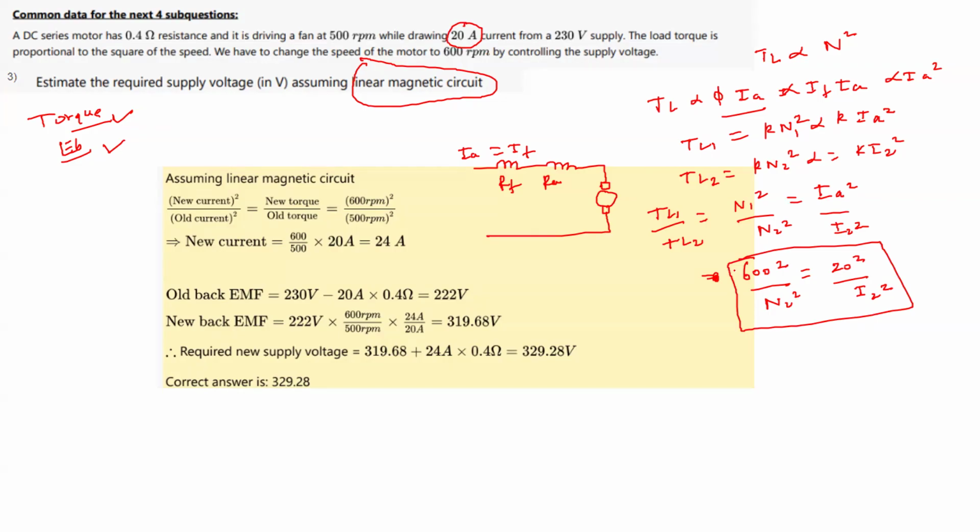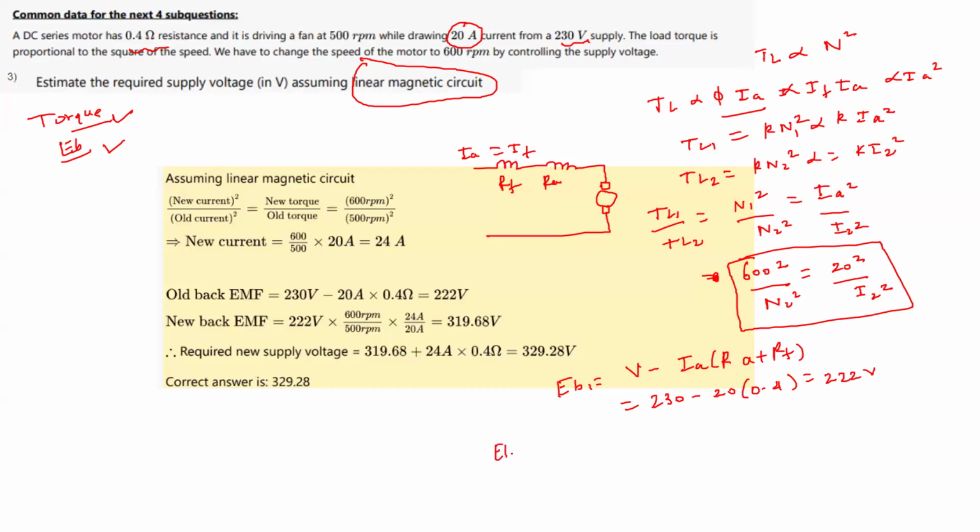Now we will get another relation of N2 and I2 using the back EMF expression. Okay, so what is the back EMF? So old back EMF, EB1, we can find as V minus Ia (Ra plus Rf). So what is the supply voltage? It is 230 volt minus Ia, which is 20, times Ra plus Rf. So this is 0.4 only. Okay, they have said that the collective resistance is 0.4. So this will come out to be some voltage.